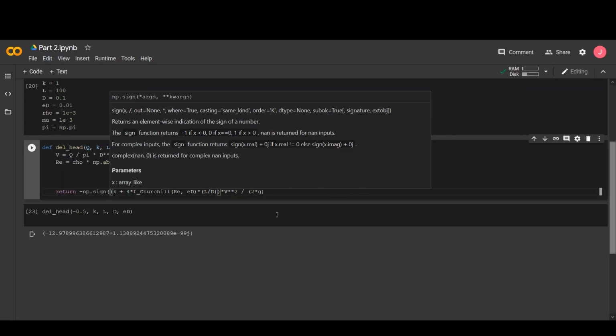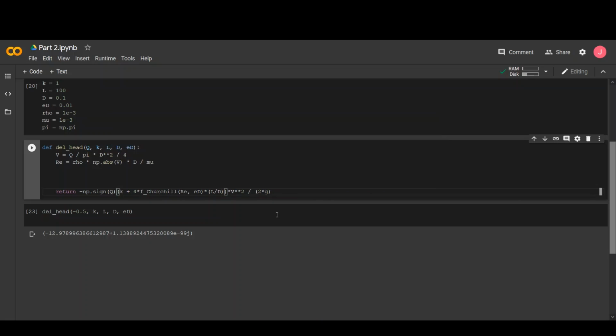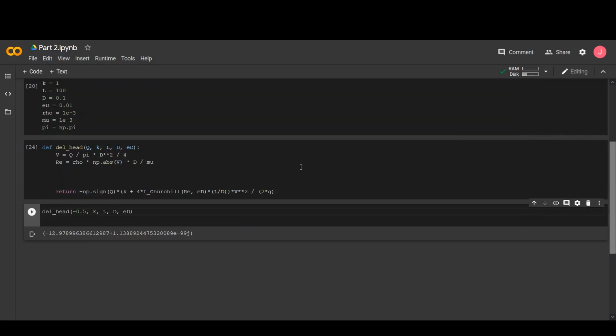Okay, so sine, let's retain the sign of Q. Let's see how that does. Aha. Alright, so then this is saying for a negative flow rate, right? If the end point of our pipe is higher than the initial point, you would probably intuitively expect that the flow would be going backwards back to that initial lower point.